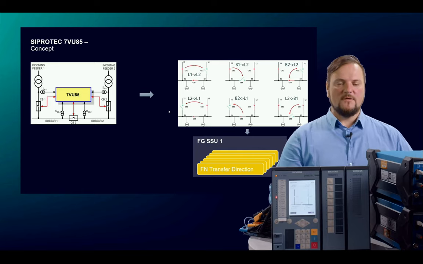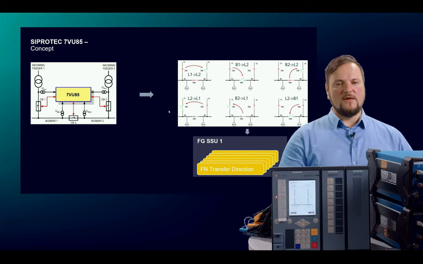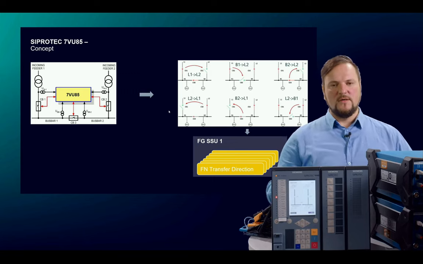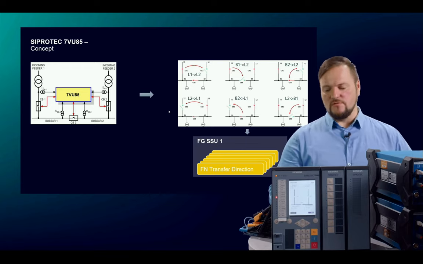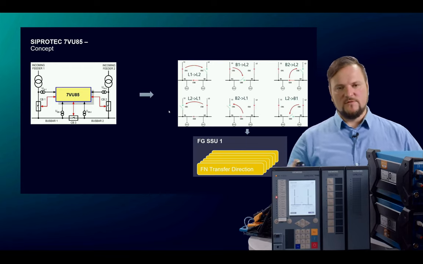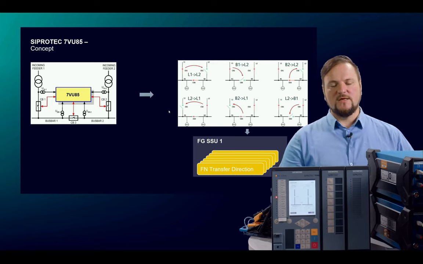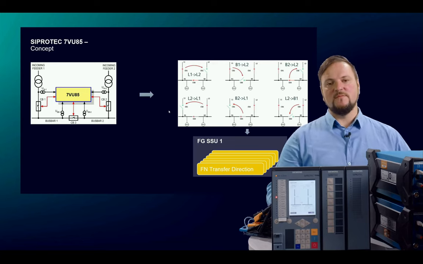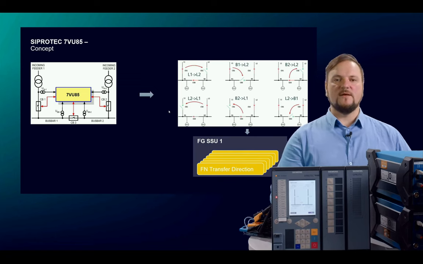That means, for example, if you want to transfer from incomer 1 to incomer 2, or from incomer 1 to busbar 1 or busbar 2, and so on. That means you define in DXC which transfer directions you want to use. And you can start, due to the readiness check, the HSBT system can start these transfer directions automatically.